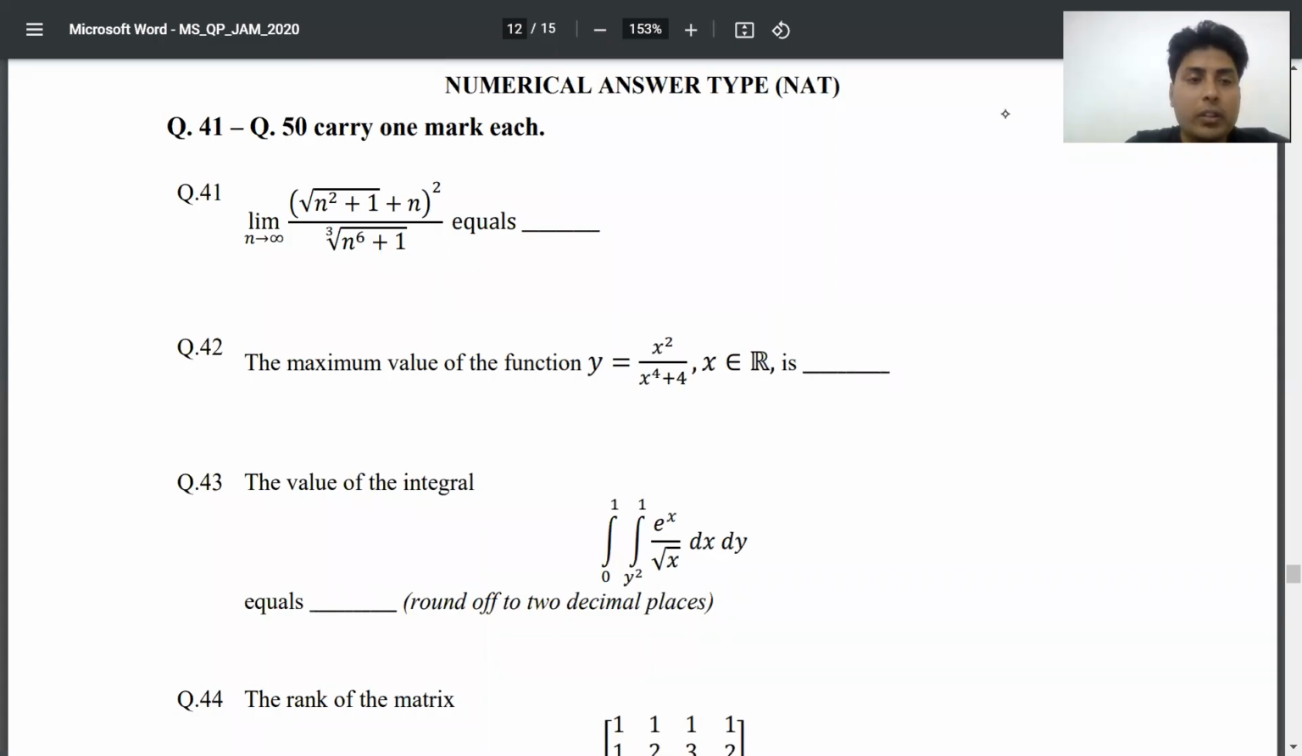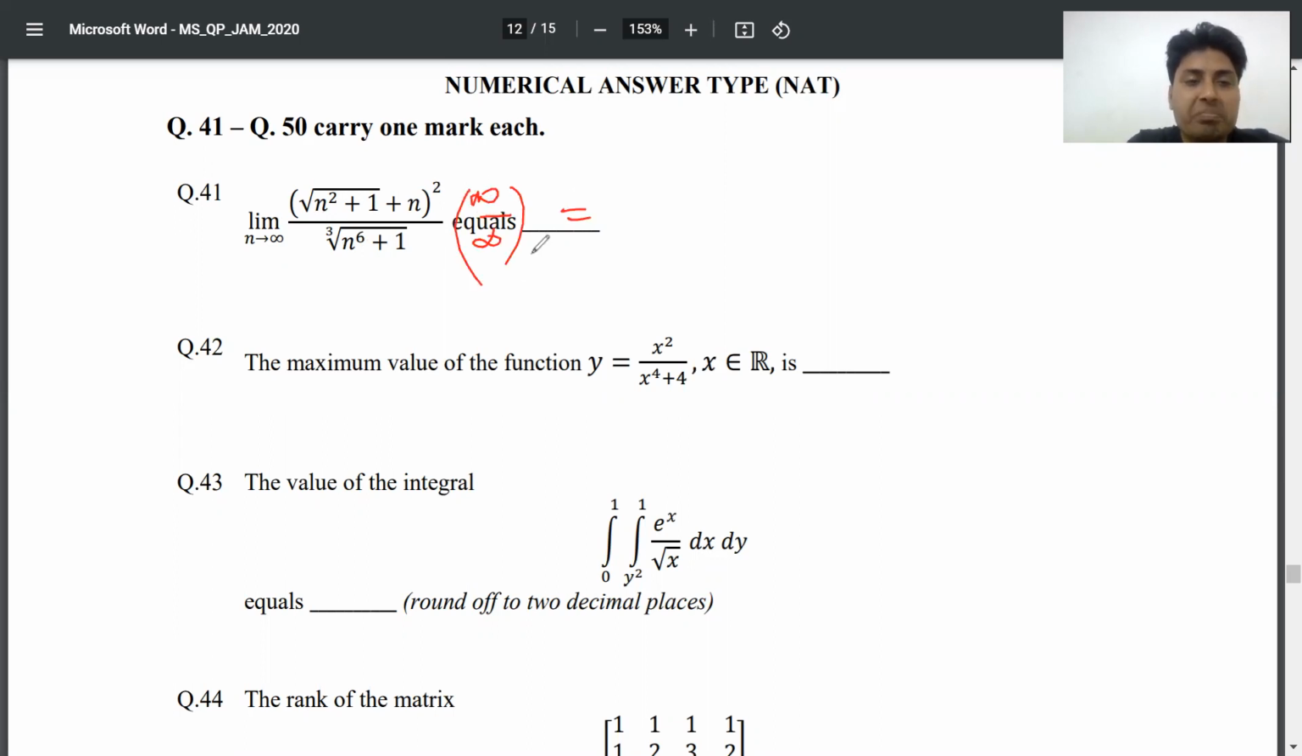We'll solve today question number 41 to 50 of the JAM Mathematical Statistics 2020 question paper. So let's start with question 41. This is the limit of (root under n square plus 1 plus n) whole square upon (n^6 plus 1) whole power 1 by 3. When we put n tends to infinity, it will be infinity upon infinity.